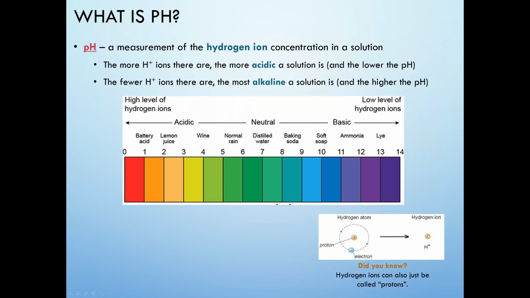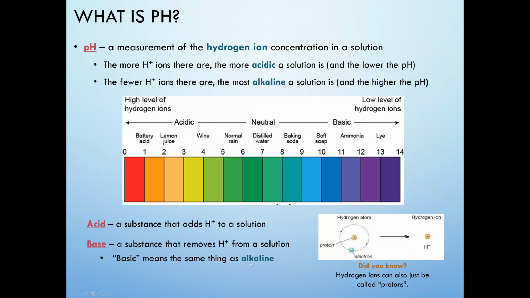So an acid is a substance that adds hydrogen ions to a solution. So acids would make the pH become smaller. And bases are substances that remove hydrogen ions from a solution, so they would make the pH higher. So basic means the same thing as alkaline.